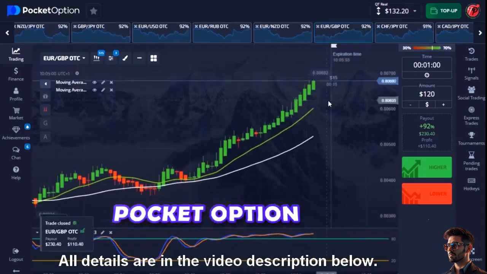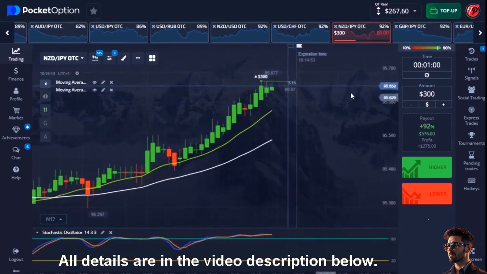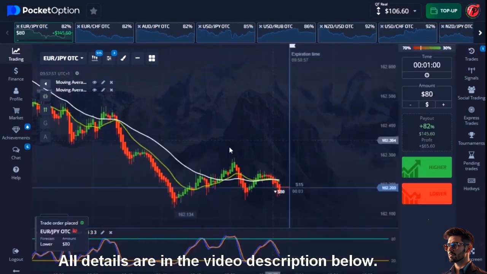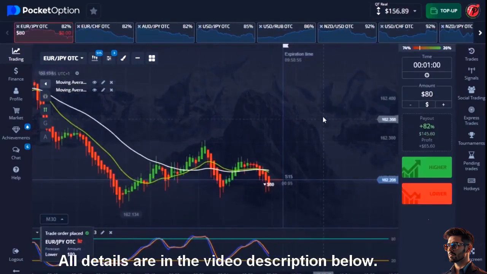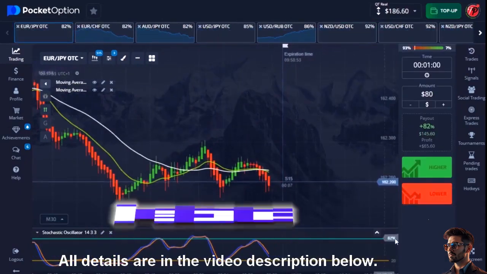Be trading again with Pocketoption, and over here I have a very powerful strategy to show you guys for trading OTC market. All right, so over here I'm using 3 indicators.